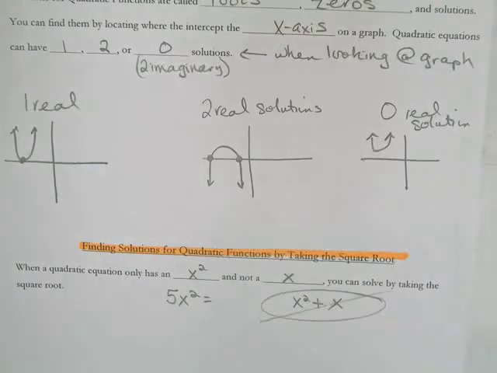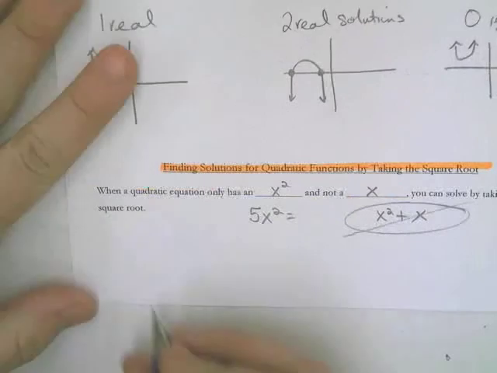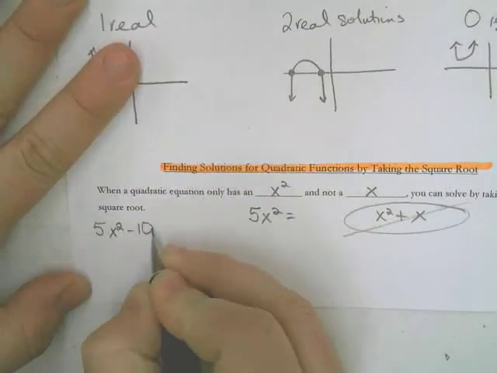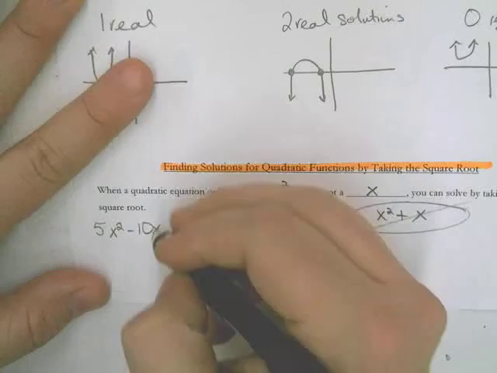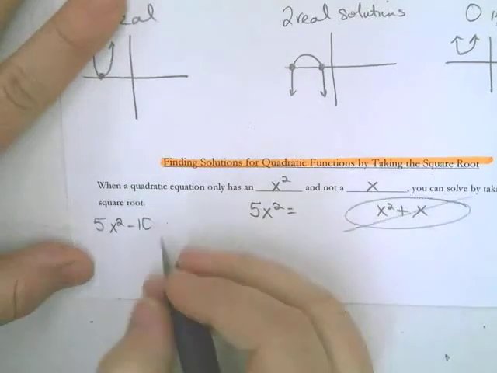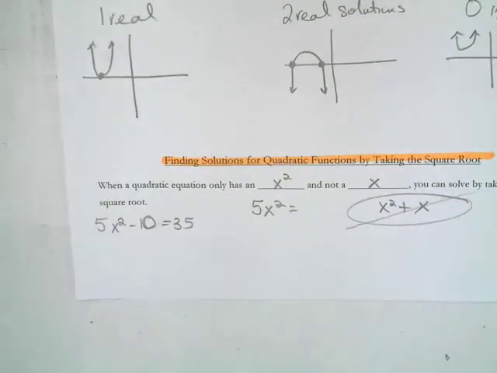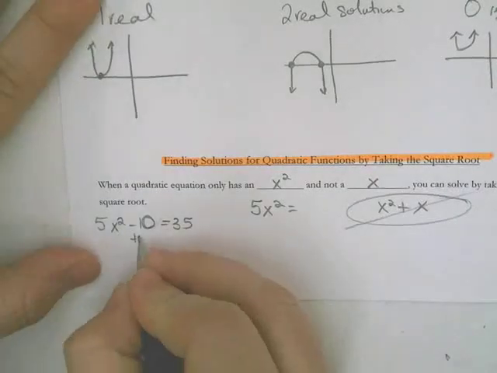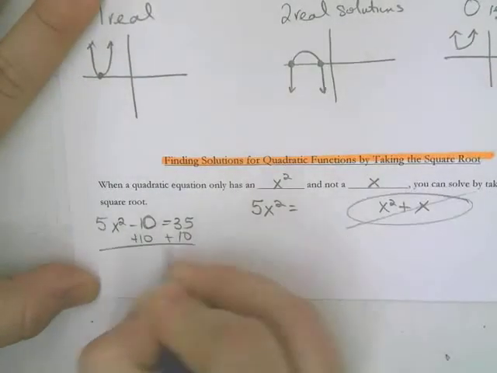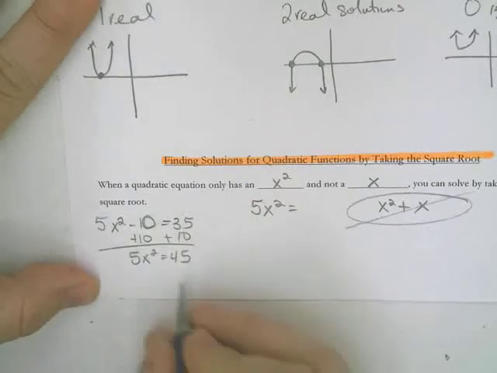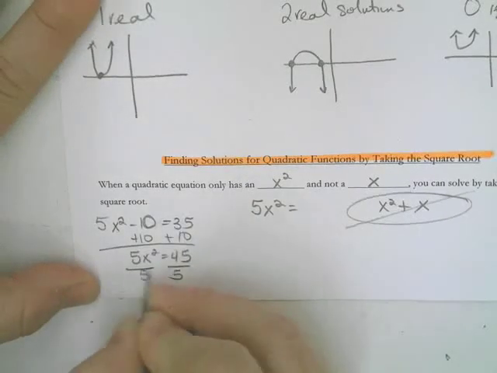Okay, so when we solve a problem like this, we treat it just like any other equation. So I'm going to redo this one. 5x squared minus 10x minus 10 equals 35. Well, I treat it like an equation. I'm going to solve. To get rid of a minus 10, I add 10. And I get 5x squared is 45. To get rid of a times 5, I divide by 5. So I get x squared is 9.